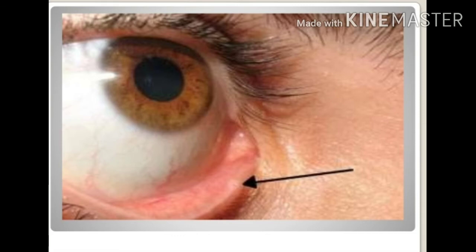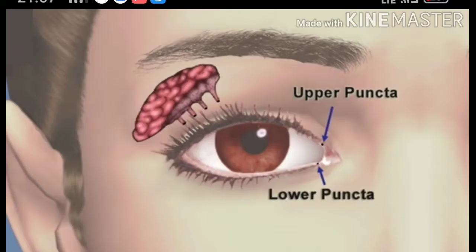Next, let us see about the punctum. Punctum is a small round orifice 0.2 mm in diameter lying on an elevation called lacrimal papilla. There are two puncta, upper punctum and lower punctum.